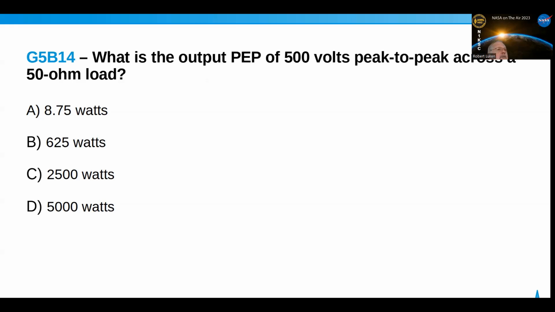It's almost the same question, except it's 500 volts. And they didn't call it a dummy load.